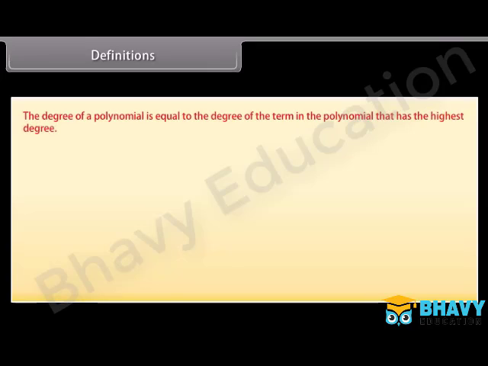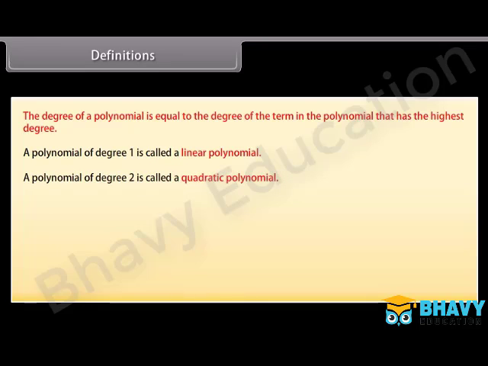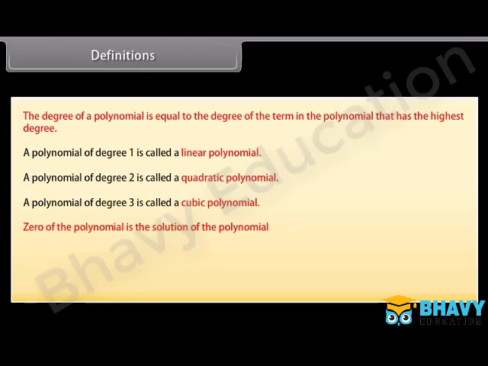Definitions. The degree of a polynomial is equal to the degree of the term in the polynomial that has the highest degree. A polynomial of degree 1 is called a linear polynomial. A polynomial of degree 2 is called a quadratic polynomial. A polynomial of degree 3 is called a cubic polynomial. The 0 of a polynomial is the solution of the polynomial.